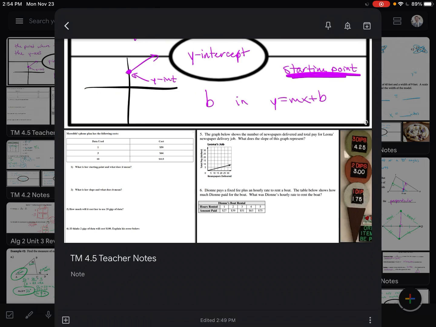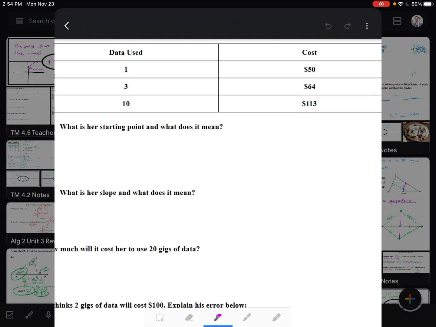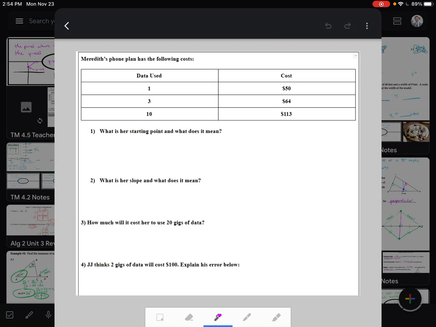Just think about where do you start in these word problems. All right, so let's take a look at a real life example. I'm going to put Meredith on the spot here. Meredith has a phone plan. If she uses 1 gigabyte of data, it's going to cost her $50, but maybe she's FaceTiming too much or spending too much time watching Mr. Weird super cool YouTube videos, and maybe it ends up costing her $113 at the end of the month because she's using so much data, 10 gigs of data. So starting point, it's not $50 because she's already used a gig there. That's how much is Meredith paying if she's not using any?